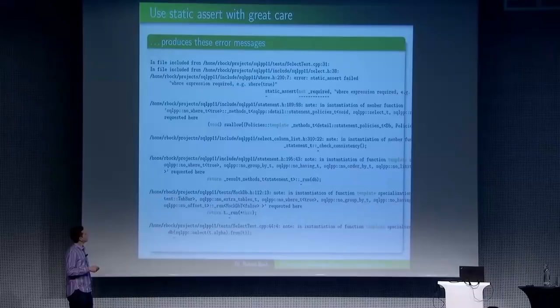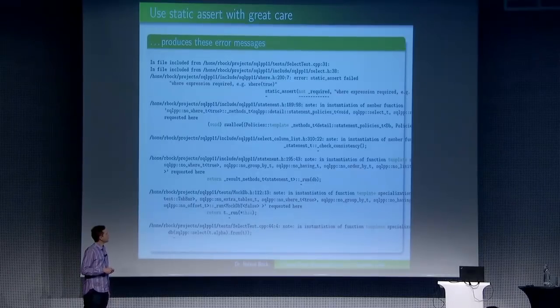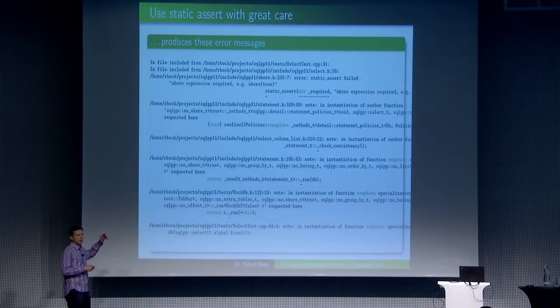That calls the run function in the statement, which calls this result methods type that is a base class of the statement class, and calls the run method there. That calls check consistency on the statement, which already tells us that, well, something is fishy here because we're doing way too much ping pong between types, so statement to the results method type, back to the statement.